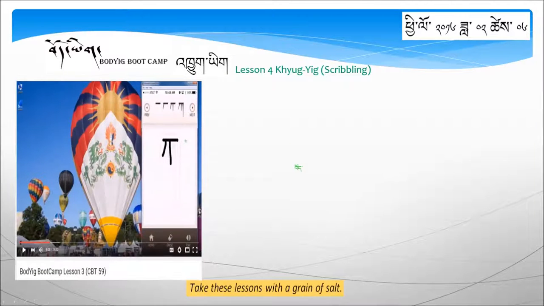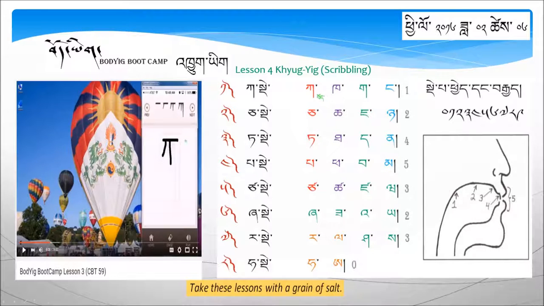So in the previous video we learned how to write all the headed letters. And these are the 30 letters that we learned how to write. And I have one correction to make.